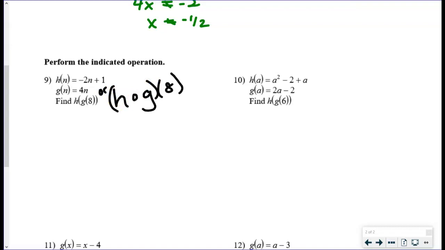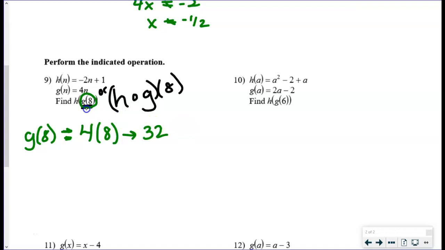The idea is you need to start from the inside and work your way out. So you're going to start by calculating g of 8, and you figure out what that is. I meant to put an equal sign. I don't know what happened there. All right, so here's function g. It says 4 times n, so you're plugging in 4 times 8. That comes out to 32.